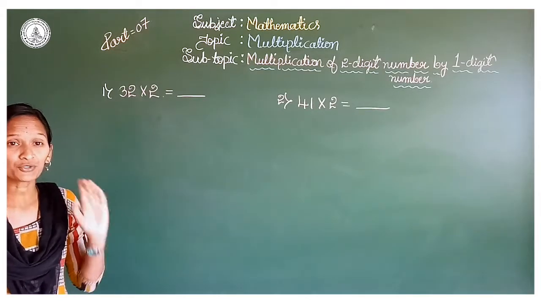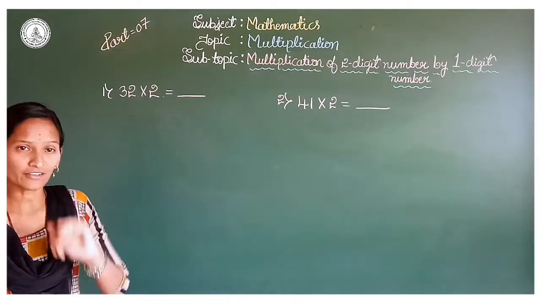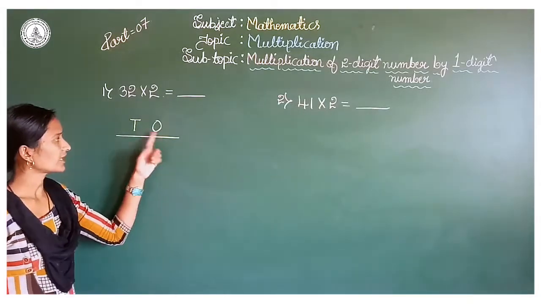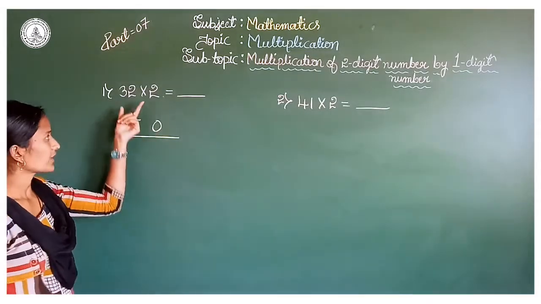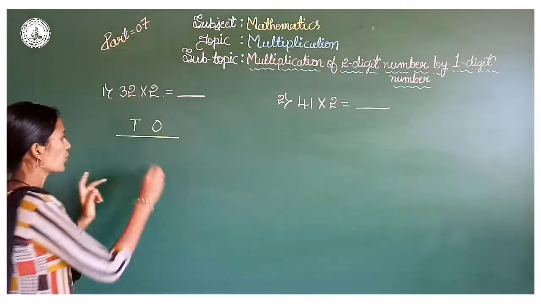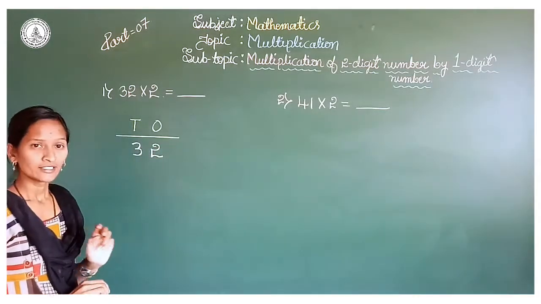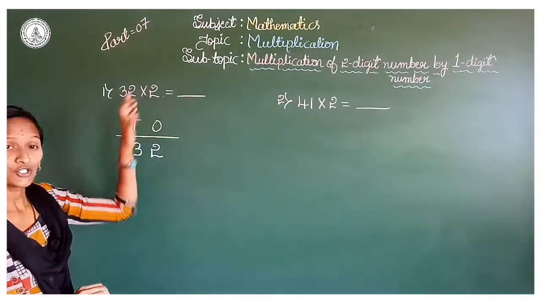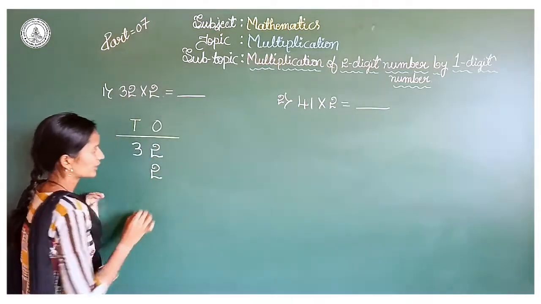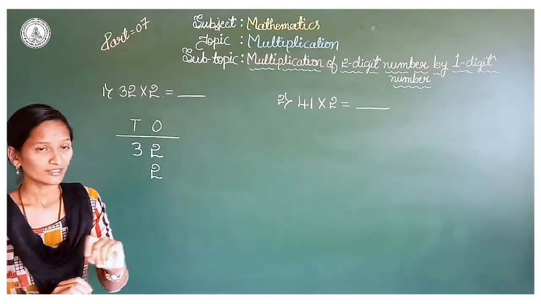The first step is you have to arrange the given numbers under the columns of tens and ones. So my dear student, look here. This is the ones and tens column. The first one, the multiplicand, is a 2-digit number, so I am writing it at first. The next, the multiplier, is 2. So I am writing 2 under the column of ones because it is a single-digit number.